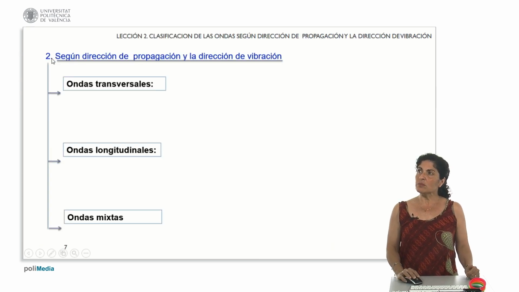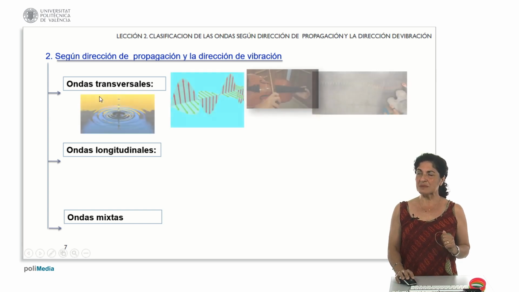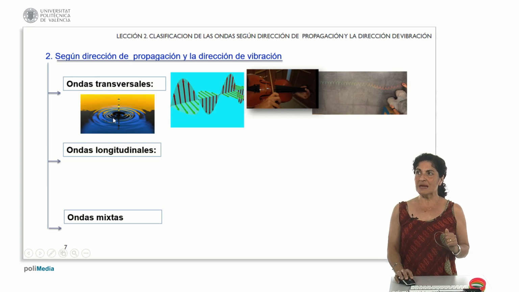Another type of classification can be made according to the direction of propagation and the direction of vibration of the characteristic that we are studying in the wave motion. We will find transverse waves when the propagation of the disturbance is in one direction. For example, in the waves produced on the surface of the fluid, the direction of propagation would be in this direction, but the particles of the medium vibrate in a direction perpendicular to that propagation. The energy transported by the wave motion is in one direction, and the particles of the medium vibrate in a transverse direction.